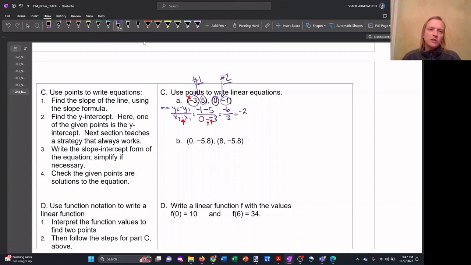Now, this chapter in our textbook is kind of artificial here with this first section.